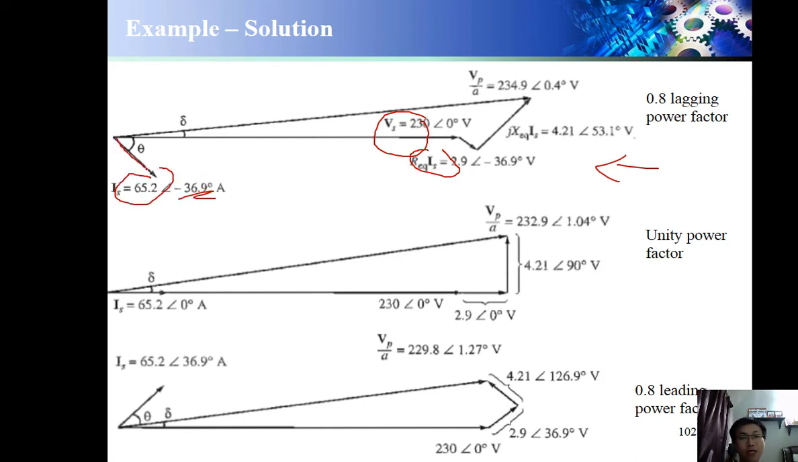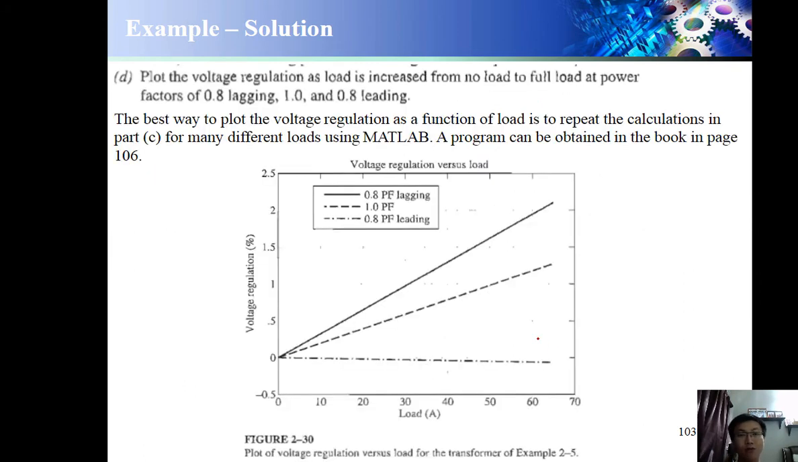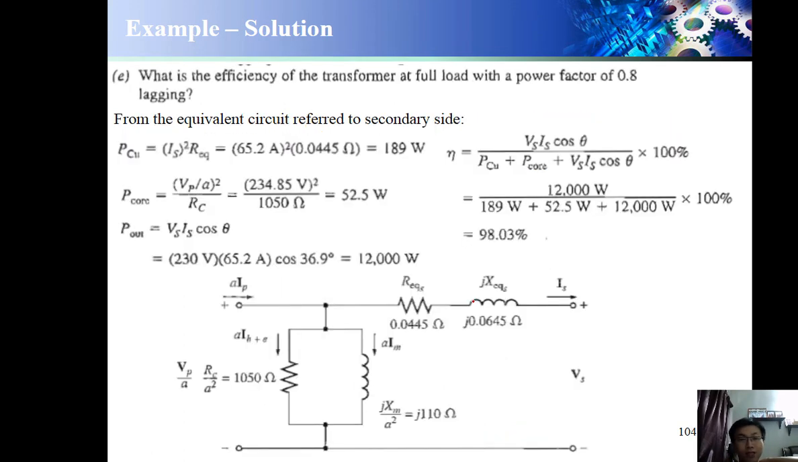So you see the direction is the same. Then 90 degrees, go up, then go to this side. Same as well for the rest. So when we plot for many loads, then it becomes this line. So what is the efficiency?